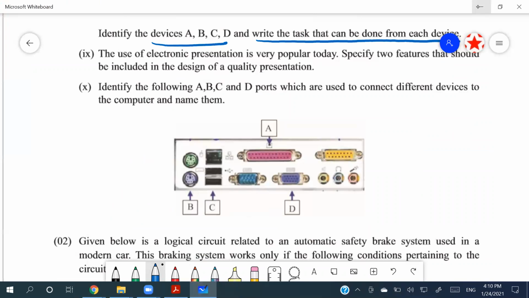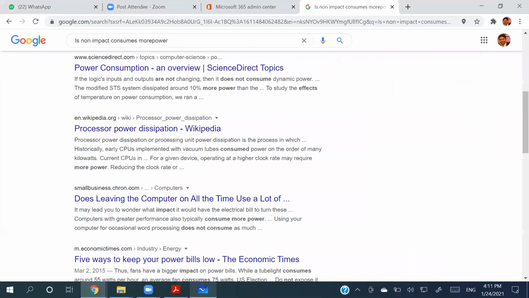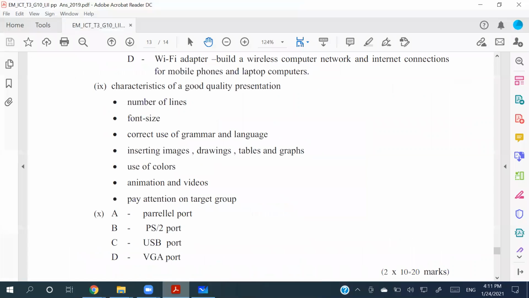So isn't D a serial port? What D? Yeah, D is a VGA, the blue color one. Serial is going to be the other one. ඒකේ තමයි pins තියෙන්නේ. Got it? Yes. Right.